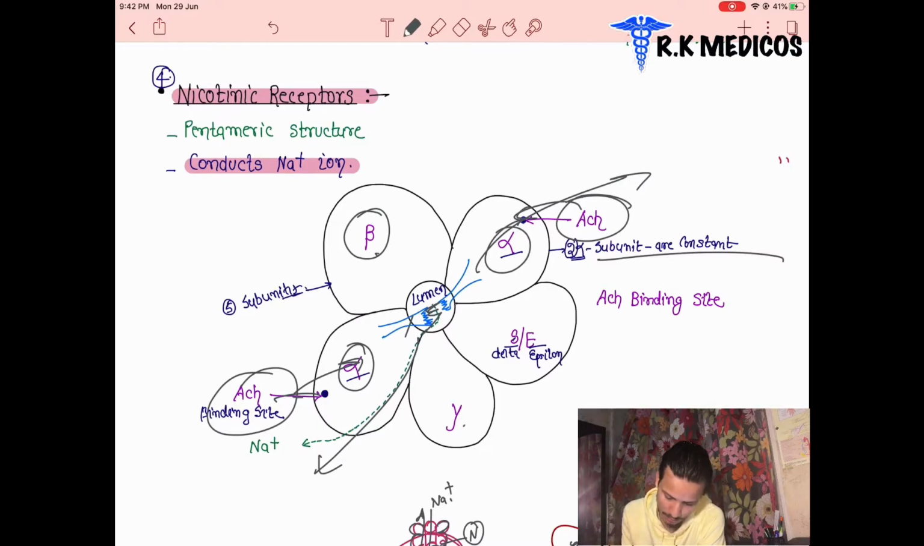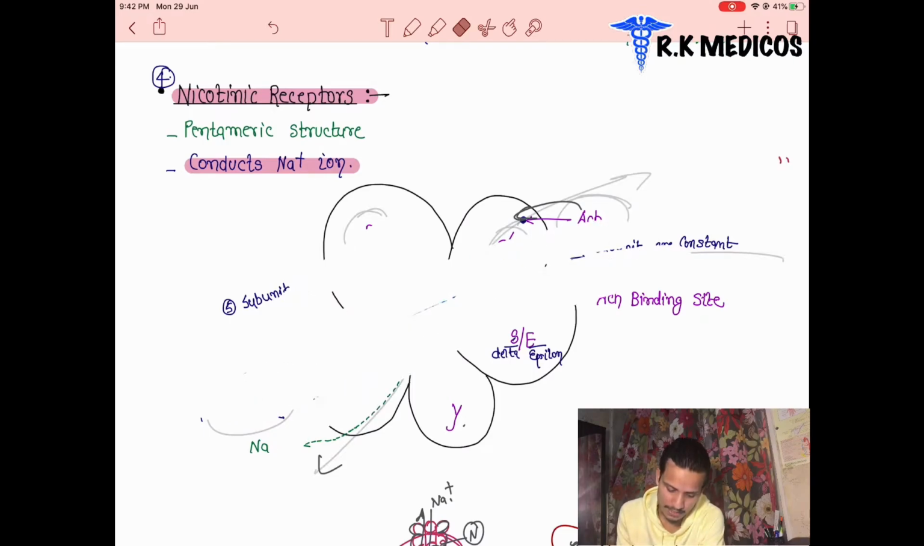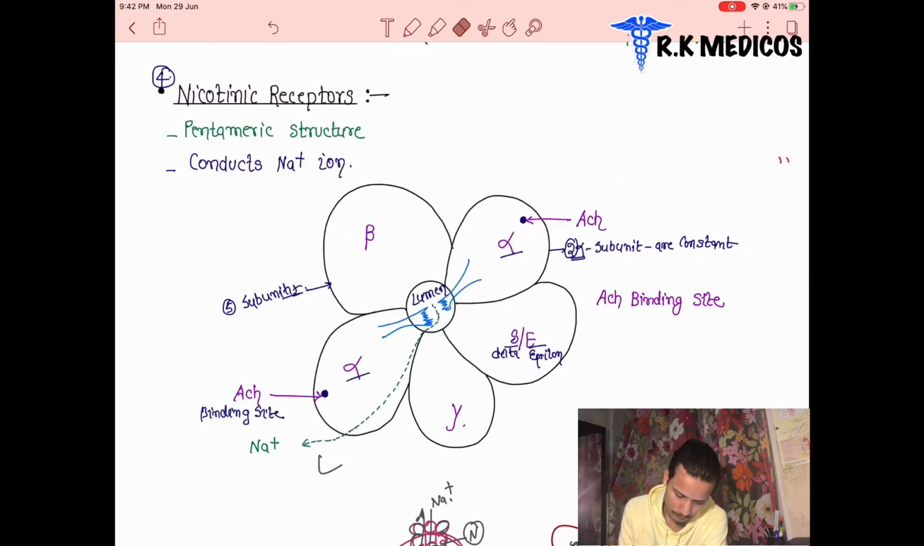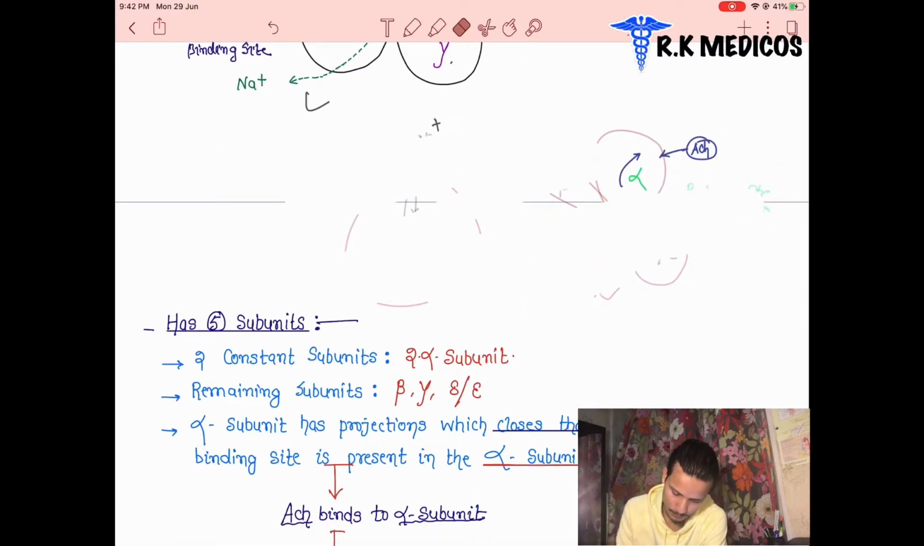There are the beta subunit, gamma, delta, epsilon. They are not working. The alpha one is the most important, for the closing and opening of the lumen. This is clear. I hope this will be clear.